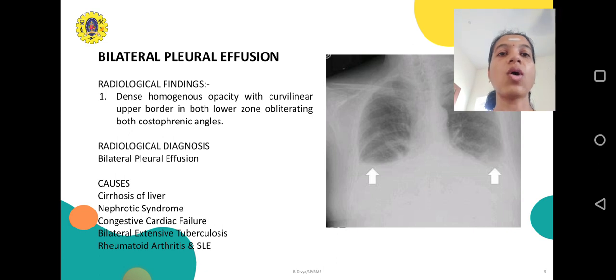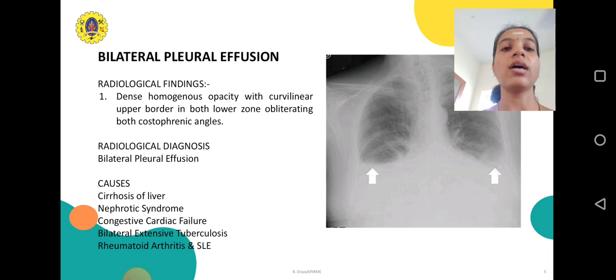Causes are cirrhosis of the liver, nephrotic syndrome, congestive cardiac failure, bilateral extensive tuberculosis, polyarteritis nodosa, and SLE. We have shown the bilateral and unilateral pleural effusions.